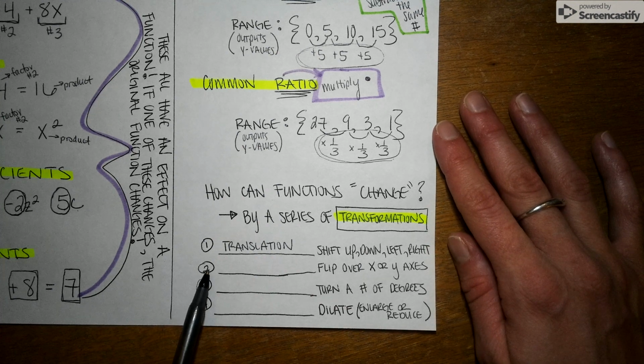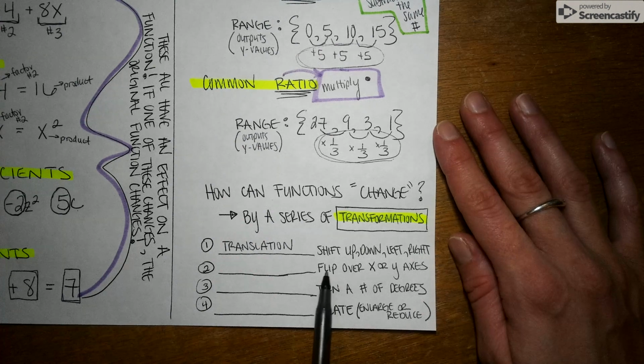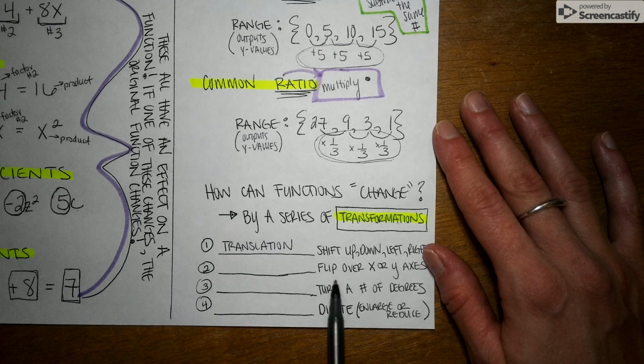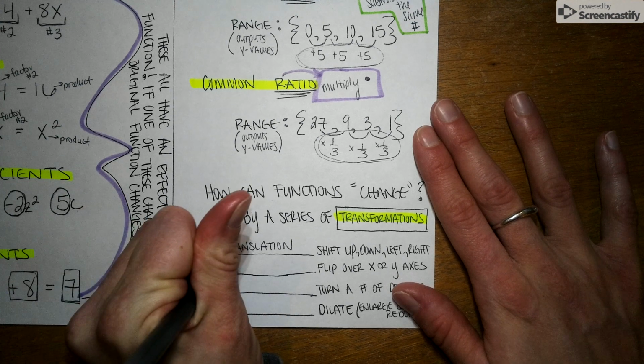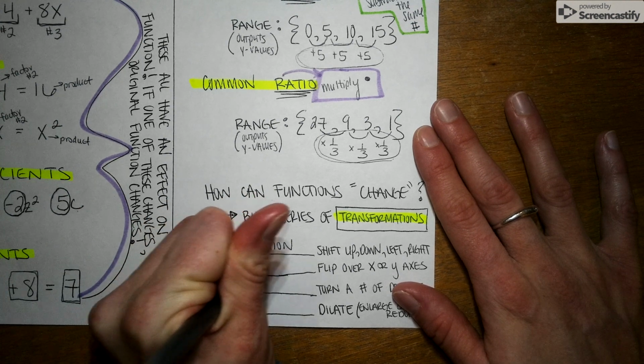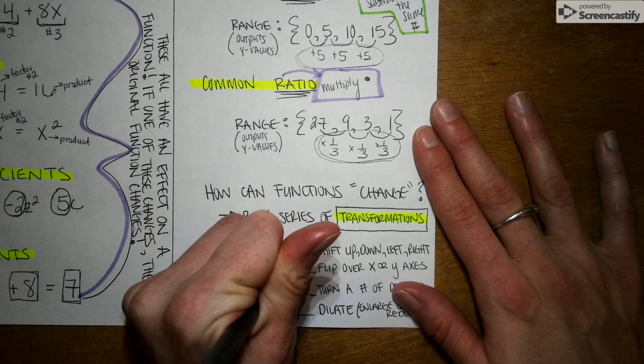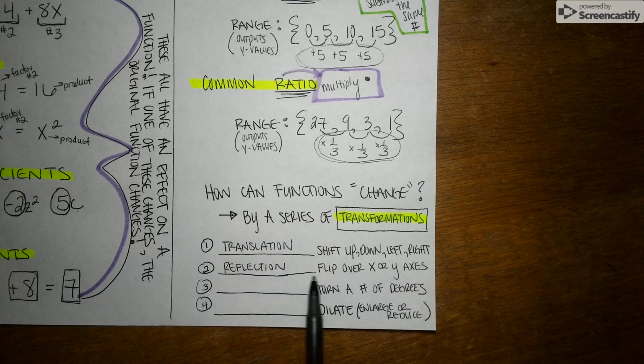The second transformation then helps us flip over either the x or the y-axis. So the term that we're looking for, flipping over something or mirroring something, is called a reflection. So again, sometimes our graphs will reflect over the x or reflect over the y from the original way that it looked on the coordinate plane.